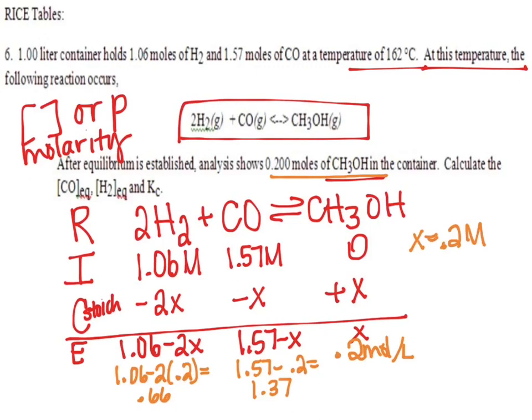Okay, that's not good enough for the AP. You can't just leave it there. What you have to do is say the concentration of H2 is equal to 0.66 molar. The concentration of CO is equal to 1.37 molar.